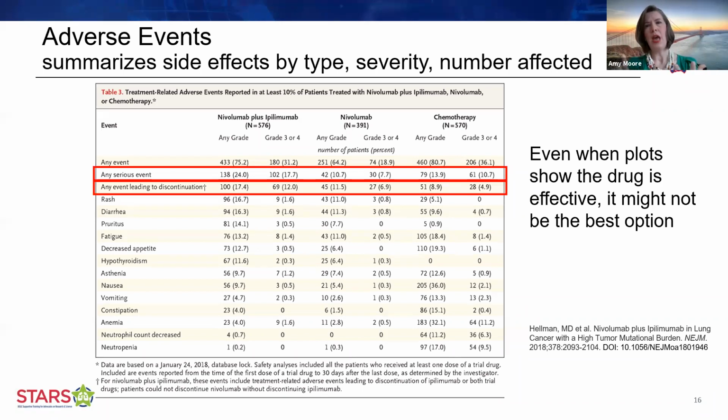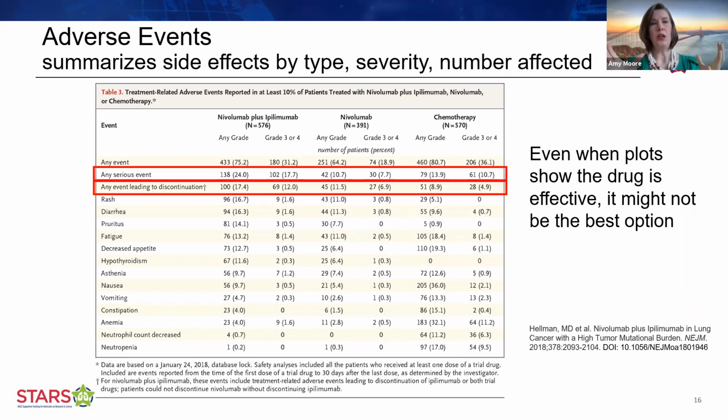But there's always a caveat to that, and that comes in the form of adverse events. So this is where we're summarizing side effects by type, severity, and the number of individuals that are affected. So here, again, read your title. So here we're looking at treatment-related adverse events reported in at least 10% of patients treated with either Nivo plus Ipi, Nivo alone, or chemotherapy.